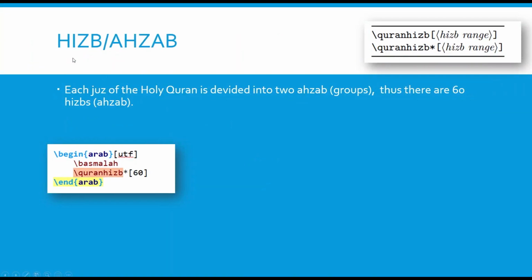The next macro is Hizb. Each juz of the Holy Quran is divided into two ahzab groups. Thus there are 60 Hizbs, ahzab. For example, Quran Hizb star 60. It will write the second part of the last juz of the Holy Quran.